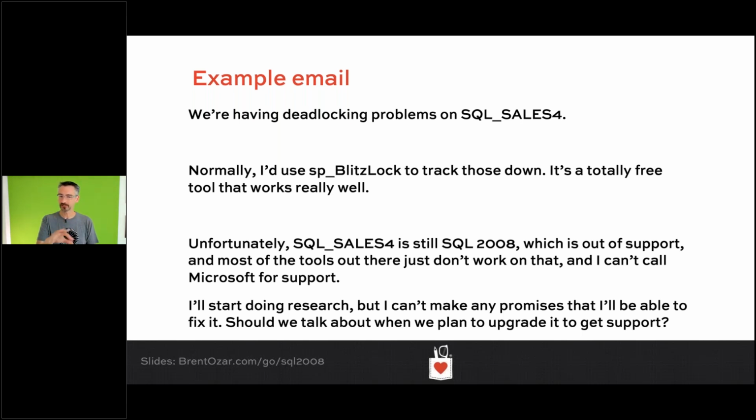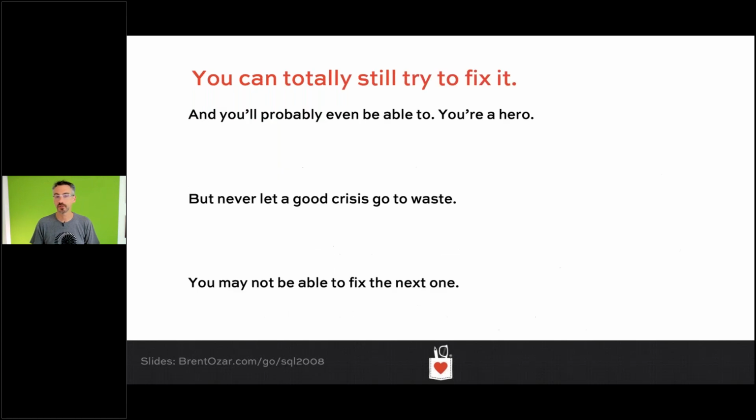As this gets done, should we make a plan on how we're going to upgrade this to get to a supported level so you don't have an outage this bad? And I'm not saying that I would permanently work or purposely work slowly and sandbag the solution. That's not a good idea either. I still want to work with urgency, but I just never want to waste a good crisis.